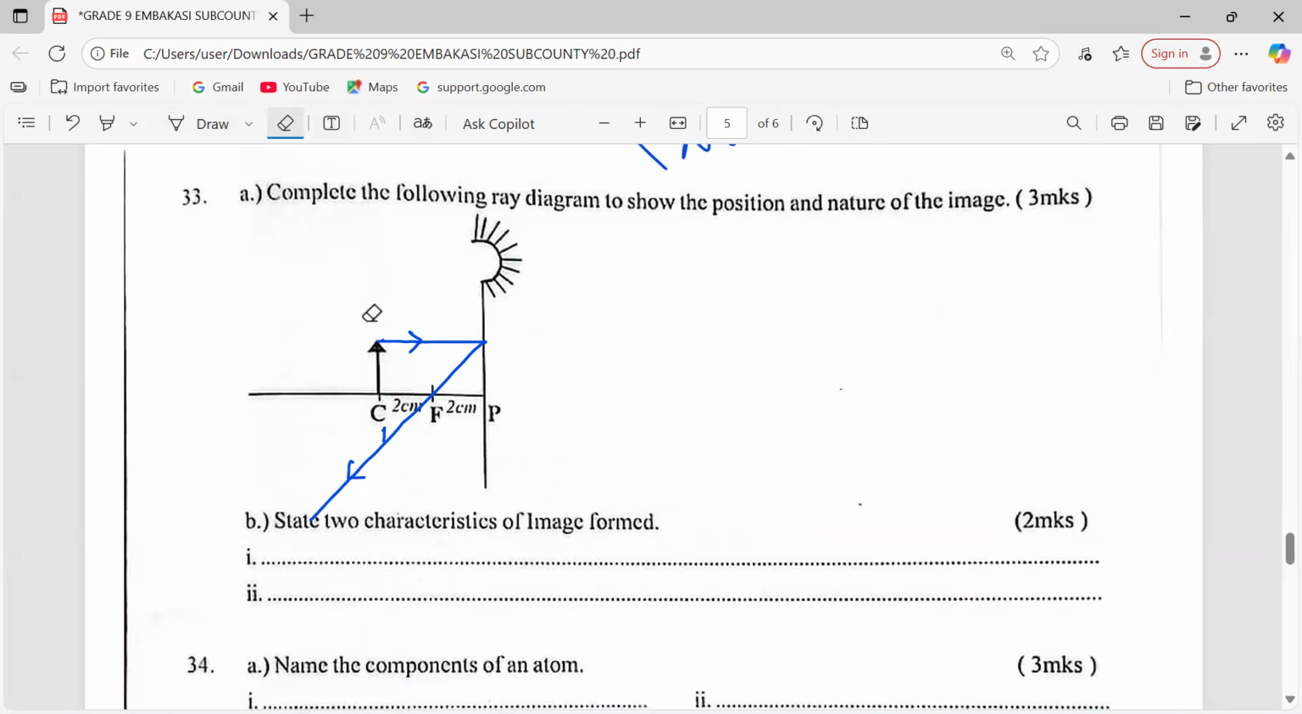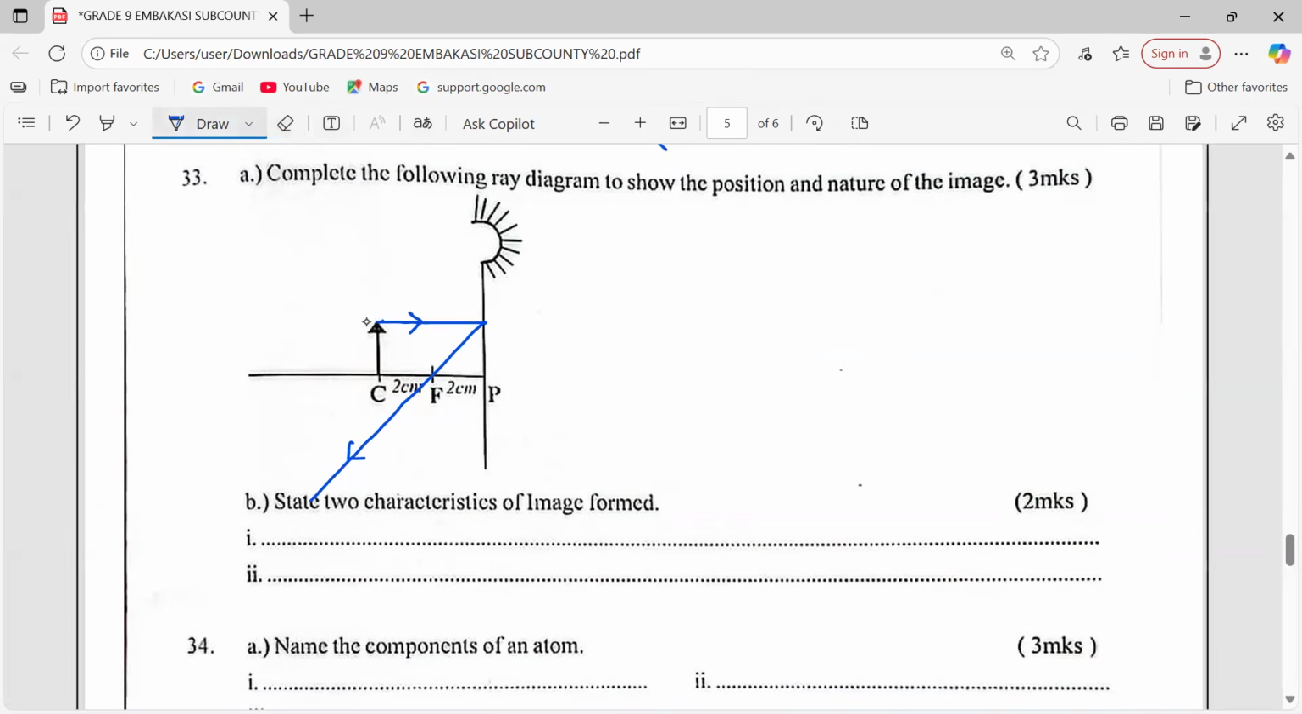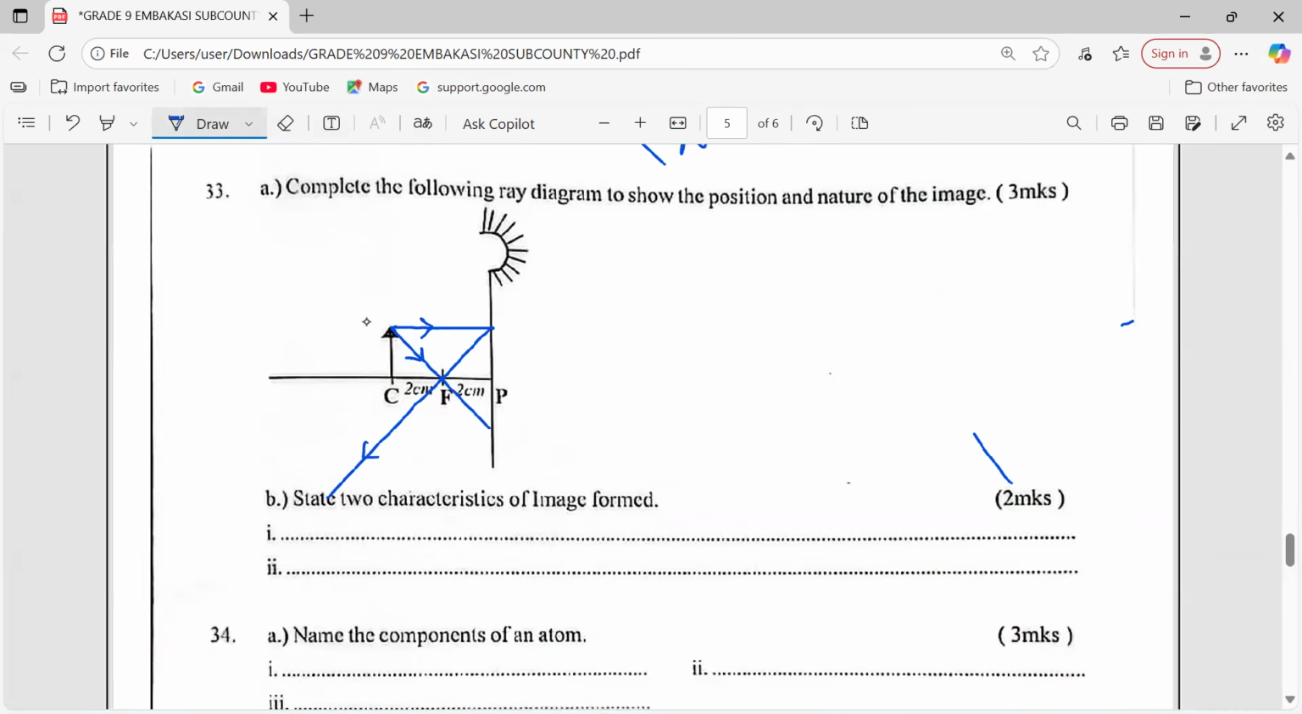Again, we can consider something here. A ray of light that appears to pass through F. So a ray approaching the mirror through F becomes close and parallel to the principal axis, like that. Now, the intersection of the 2 reflected rays shall give us the tip of the image. And now we place it there. That is the tip of the image.